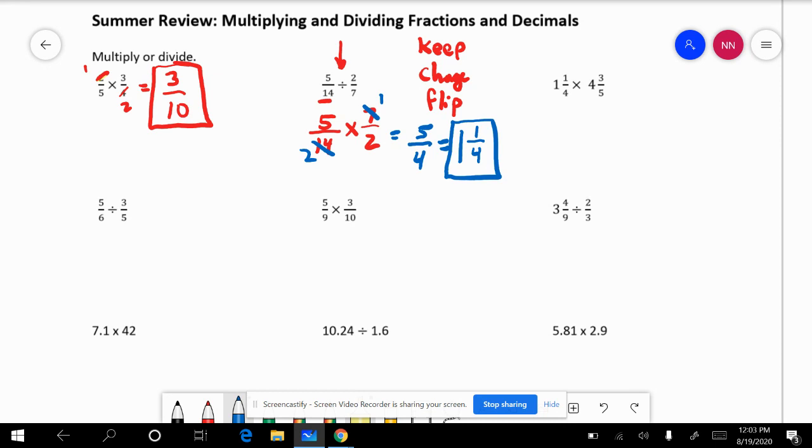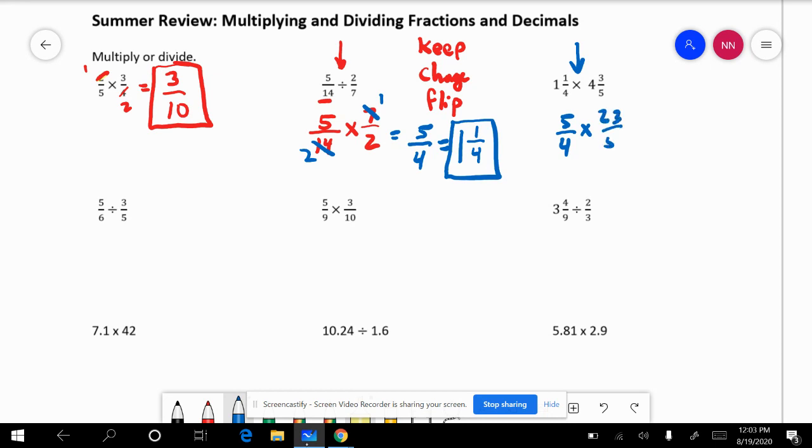Looking at our third one, we have two mixed numbers. We're going to change them into improper fractions. Notice that's multiplication, so it's going to be similar to the first one that we did. There's no flipping involved. We're going to change them into improper fractions. 4 times 1 is 4, plus 1 is 5. 5 times 4 is 20, plus 3 is 23.